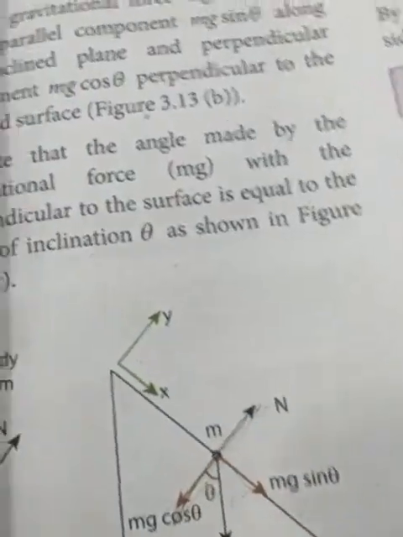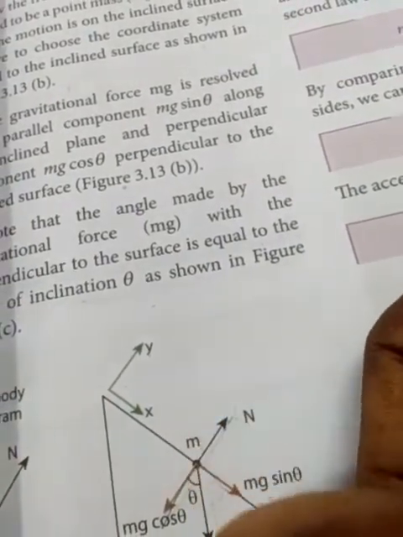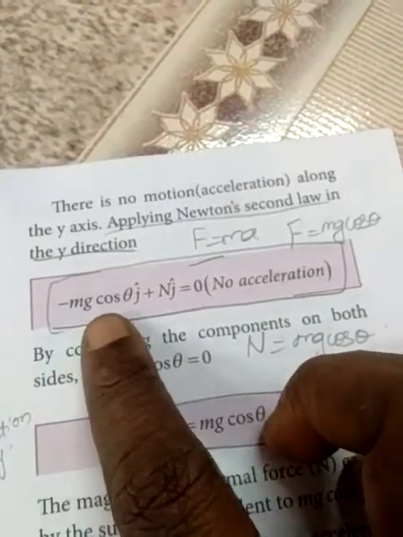Applying Newton's second law in the y direction. Here the minus mg cos theta component acts on the object. F equals ma, Newton's second law. So we have minus mg cos theta j vector plus N j vector, where N is the normal force. The object is at rest along y, so there is no acceleration.